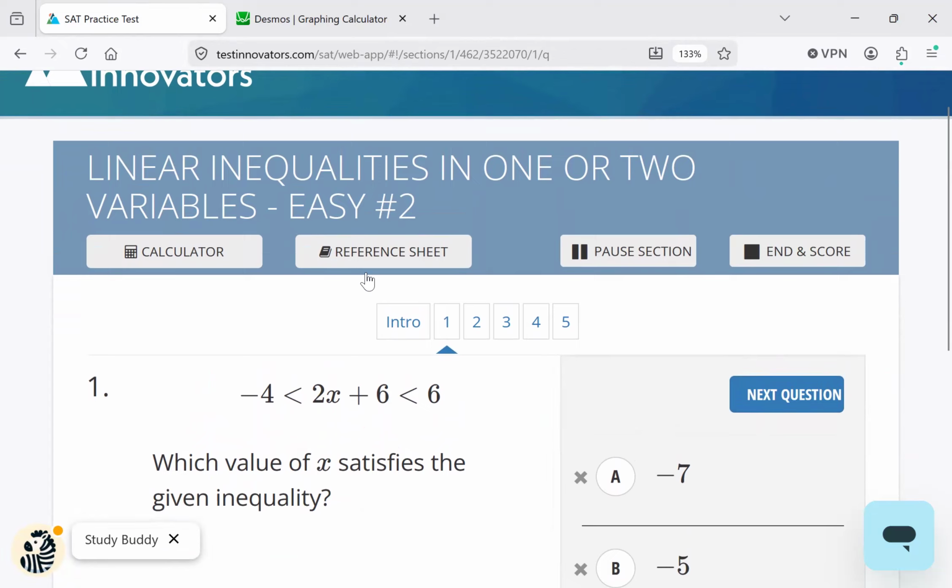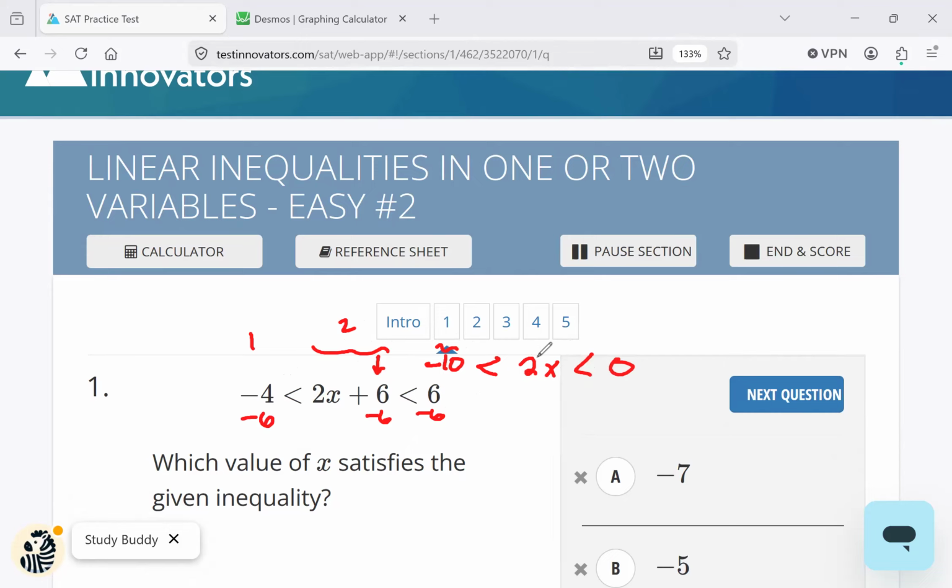So what I would have to do is first isolate x. First I would have to get rid of that 6. Do you see the 6? I'm going to get rid of it by subtracting 6. Now be careful. We have the left, the middle, and the right. You got to do it on all sides, all three sides, right? So you get 2x is less than, and then 6 minus 6 is 0. And then on the left, -4 minus 6 is -10.